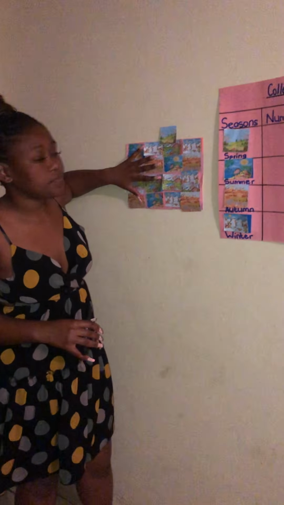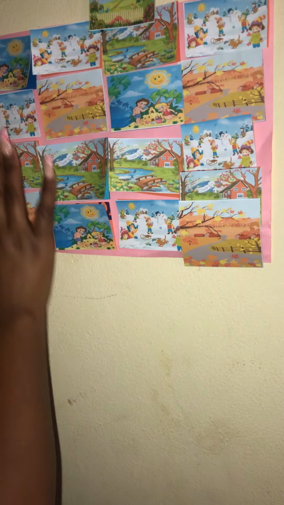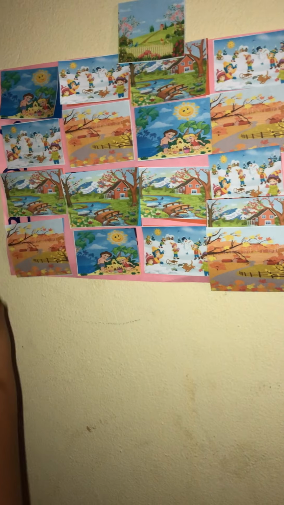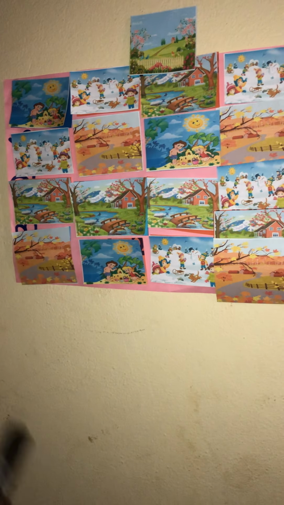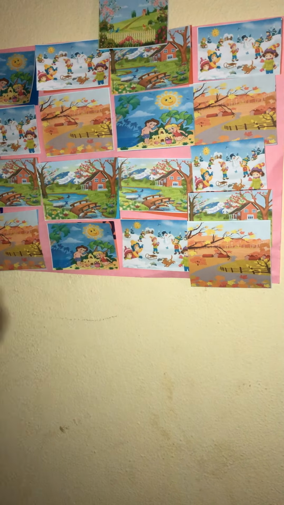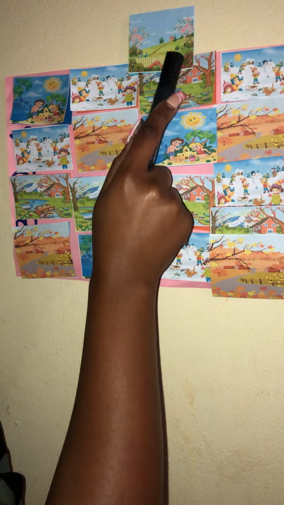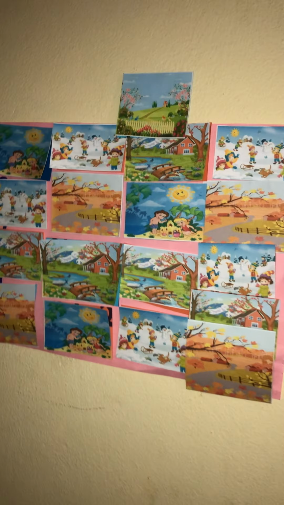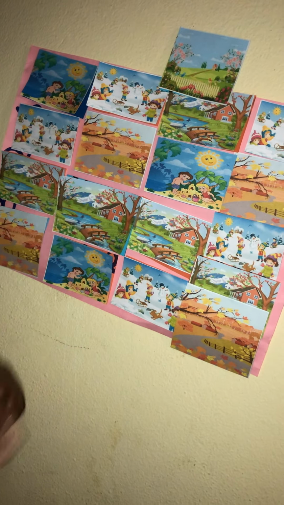So now, here we are. These are the seasons that we collected. Can you all see them? We have winter here, and then we have summer here, and then we have our spring here. These are the springs. And then we have our autumn season here. So now all of these seasons, we have collected them.